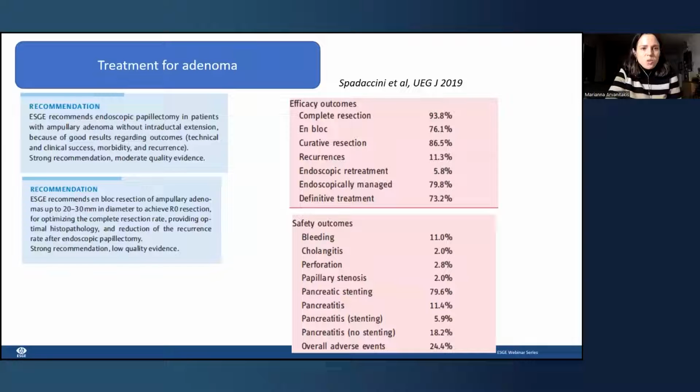So we recommend endoscopic papillectomy in patients with ampullary adenoma without intraductal extension. This is also what the systematic review has shown, with good rates of complete resection and curative resection. We'll talk about recurrences, but it's still an issue. And of course, on adverse events, one quarter of patients will have adverse events, and the most frequent ones are bleeding and acute pancreatitis. And we recommend en bloc resection for lesions up to 20 to 30 millimeters to achieve R0 resection.